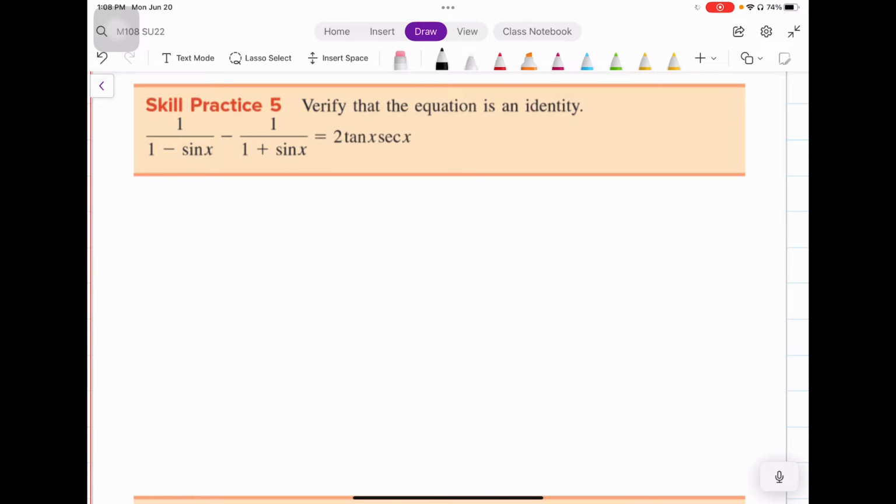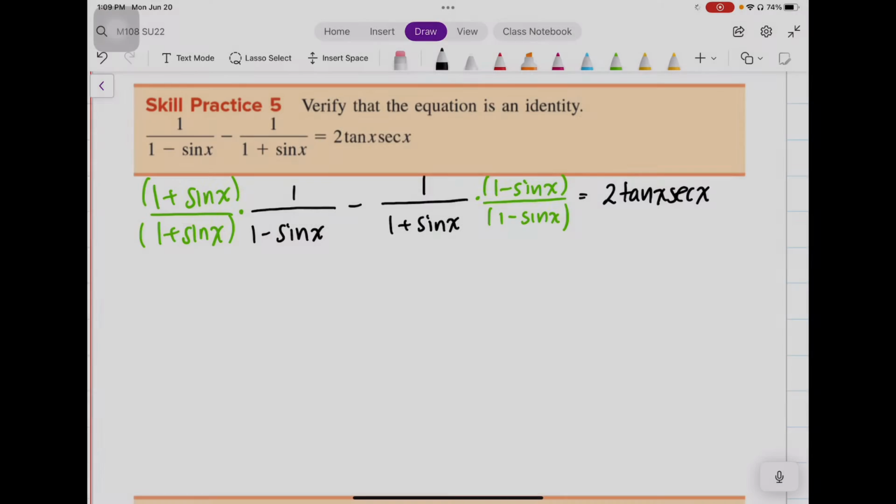Let's verify that this equation is an identity. I notice that I have fractions on the left-hand side, which to me means I want to find a common denominator. I'm going to multiply the left-hand fraction by 1 plus sine of x, and I'm going to multiply the right-hand fraction by 1 minus sine of x.